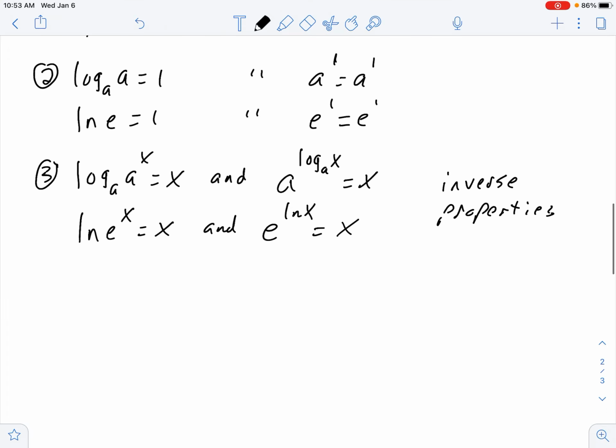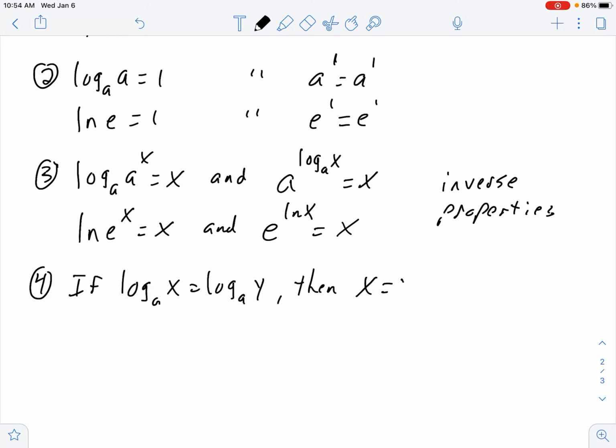And then the fourth, a one-to-one property. So if you have log base a of x is equal to log base a of y, well then x has to equal y, one-to-one property. And the same thing if you had ln of x is equal to ln of y, then x is equal to y. Again, that's just a one-to-one property.